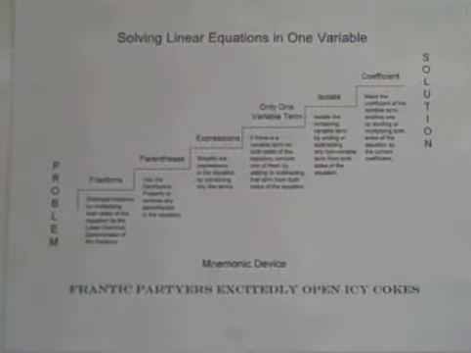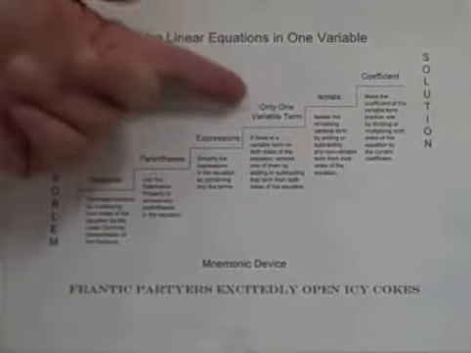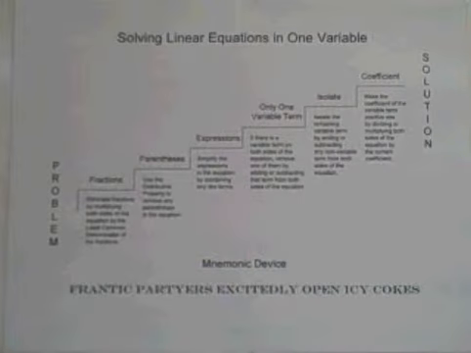So if there is a variable term on both sides of the equation, we want to remove one of them by adding or subtracting that term from both sides of the equation. That will cause one of the terms to disappear and leave us only one variable term in the equation.